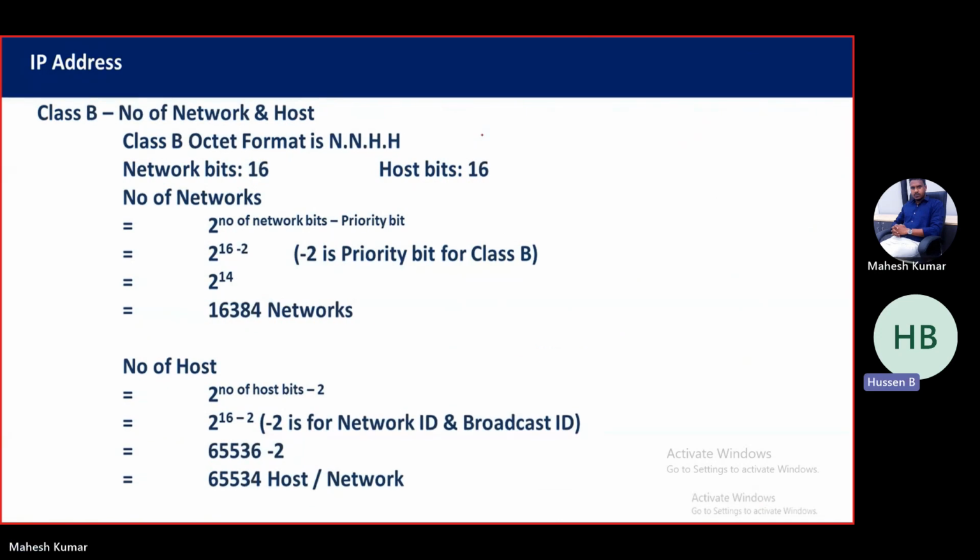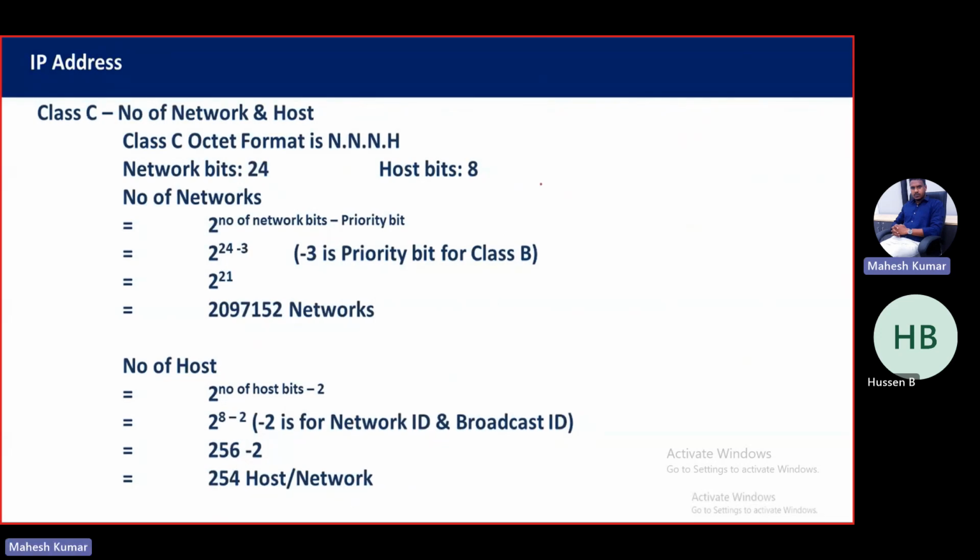In class B you can connect a maximum of 65,534 PCs. In class C, 24 bits are already used, so we have 2 to the power 8 for hosts, which equals 256. Minus 2 means 254, so 254 PCs can be connected.